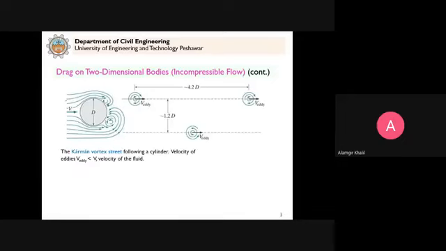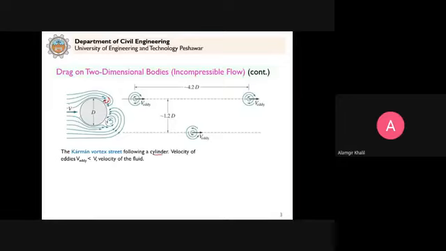Now, whenever a flow passes past this cylinder, which is shown as a cross section in this diagram, from our textbook, you can see that on increasing the Reynolds number, vortices will form.